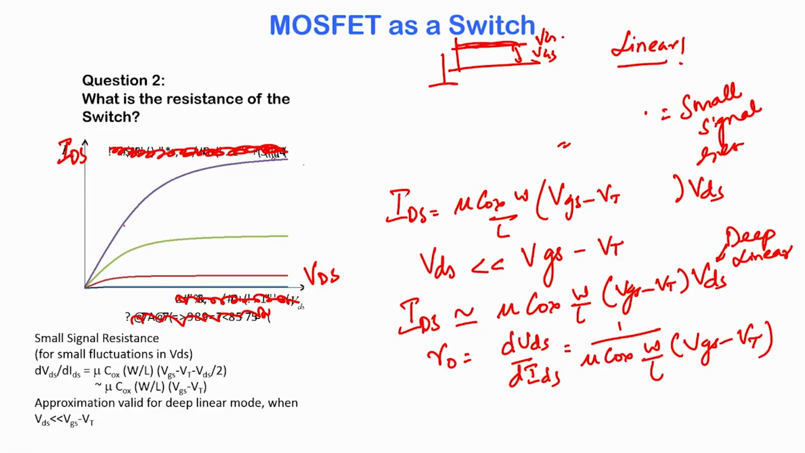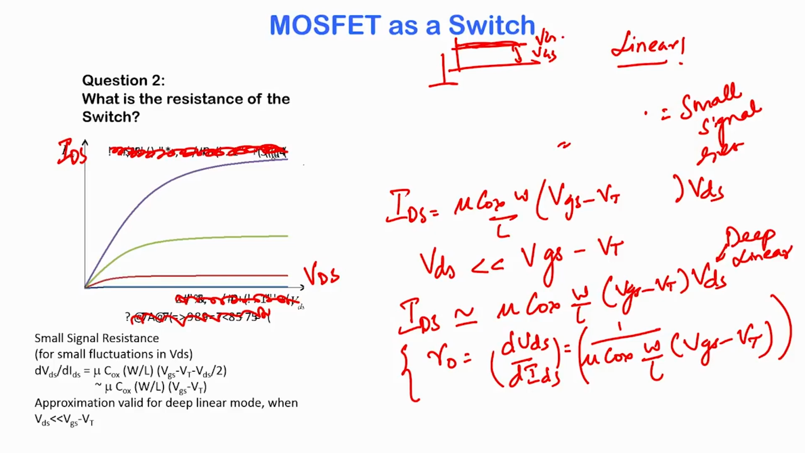This is nothing but the slope of the ID-VG characteristics in the linear region. So, since it is deep linear, we are going to set the VDS to be very low, and we are talking about a slope in this region here. So, this slope is given by, that is the inverse of that slope if you wish, because that is an IDS versus VDS characteristic. The inverse of the slope, which is dVDS by dIDS, is given by 1 by mu Cox W over L into VGS minus VT. So, this is the quantitative estimate of the small signal resistance of the MOSFET.